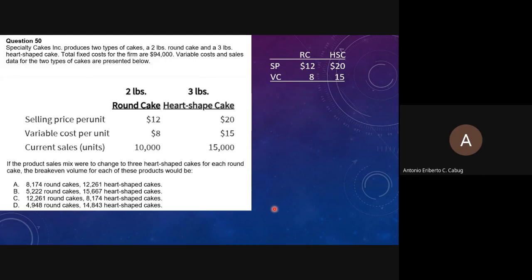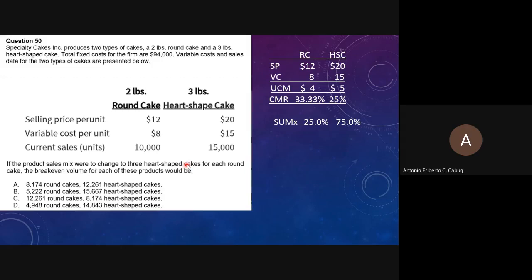Okay, all answers in. Enter your answers. Okay, check natin ha. The unit CM are still 4 and 5 for the products. CMR are the same, 33.33% and 25%.